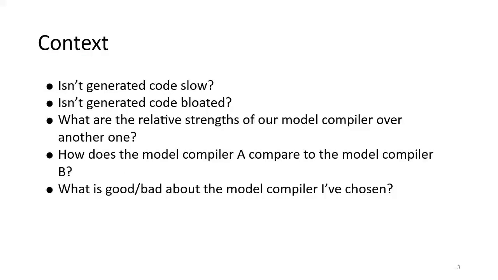So the context of this is some people have a perception, and it may or may not be true, that generated code is slow, that it's bloated, and also we would like to know how good our particular code generator is against other model compilers, and this might be useful for new people. So what are the relative strengths of one model compiler over another one, and how does one model compiler, say A, compare to model compiler B? And if you do choose a model compiler, you really need to know what's good and bad about it. So it would be kind of nice if we could find out what are the good and bad points about each different model compiler.